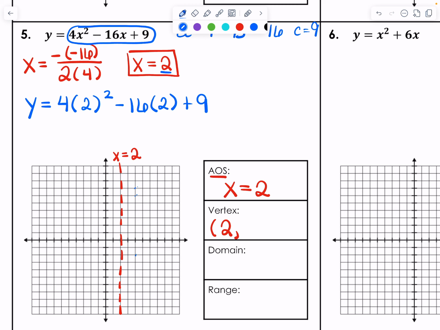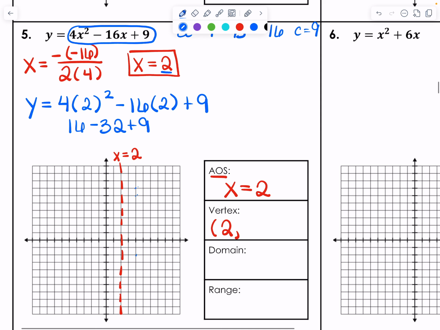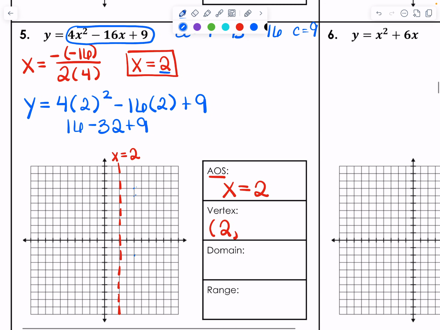Now, if you have your Desmos calculator, you can type that in to get that solution. If you do not have that Desmos calculator, then we're going to solve this algebraically. 2 squared is 4. 4 times 4 gives me 16. Negative 16 times 2 gives me negative 32 plus 9. 16 minus 32 is negative 16, plus 9, and I get negative 7. So y equals negative 7. So there's the other part of our vertex.